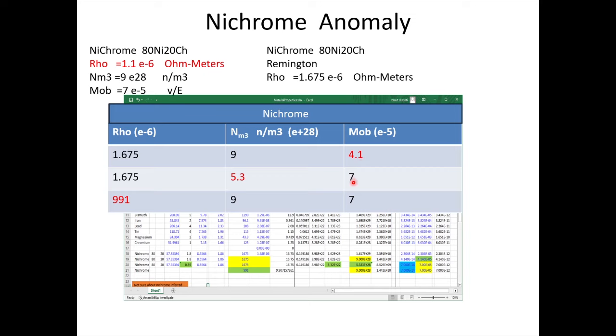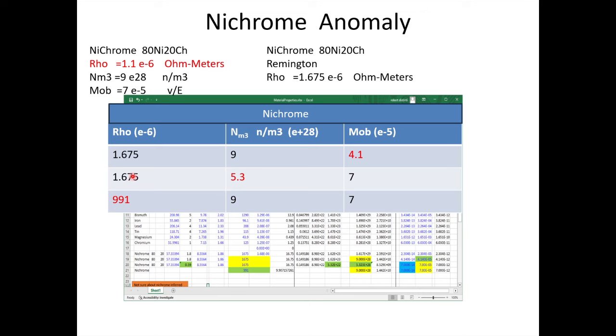Well, that's way off from the published value of 7. In this case here, I put in the rho value, and then I put in the published value for mobility, and I try to compute the number of mobile carriers per unit volume, and I get 5.3 times 10 to the 28 carriers per cubic meter, which is about half, way off. Substandard. And likewise, when I put in the number of mobile carriers and the mobility, and I compute the resistance, I get a value that's way off the actual measured value.